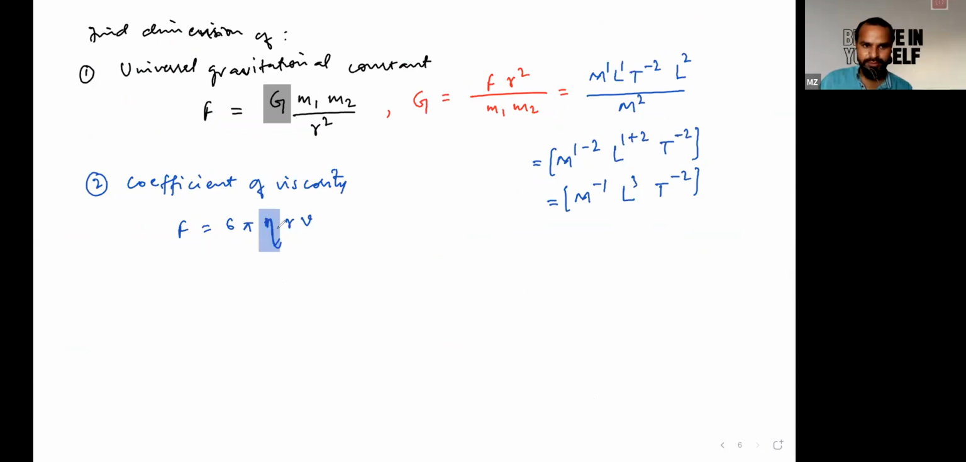Now try to rearrange and simplify this whole part, and obtain this eta on one side. And using the dimensions of the rest of the terms, try to get the dimension for this eta. Try to solve.